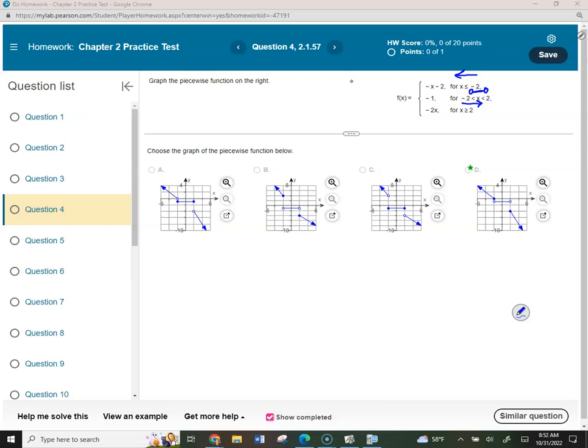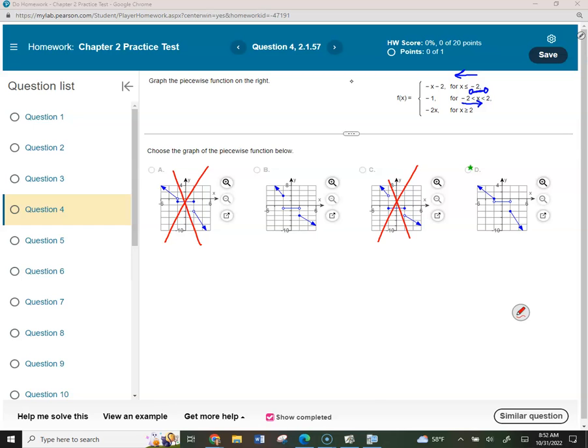Why are they open circles? Because it says just the less than. It doesn't have the or equal to. If it had the or equal to, then this would be 2 closed circles, right? Now, which ones can I eliminate based on what I just looked at? I can eliminate A and I can eliminate C because look at the middle piece.